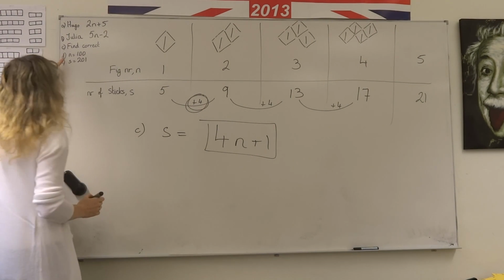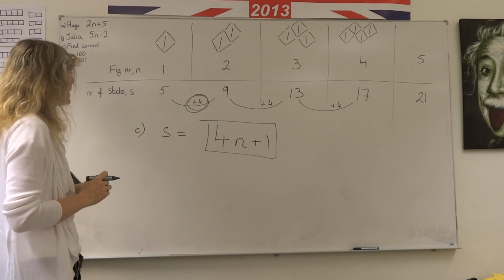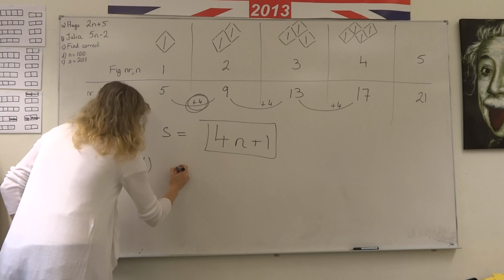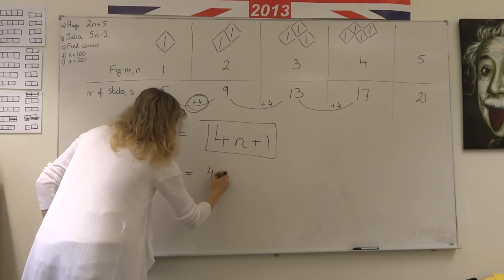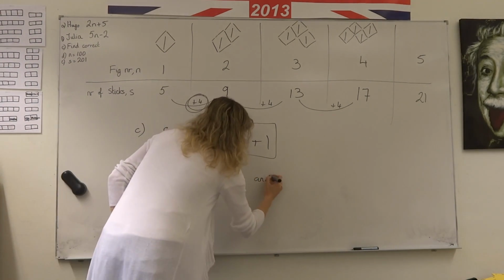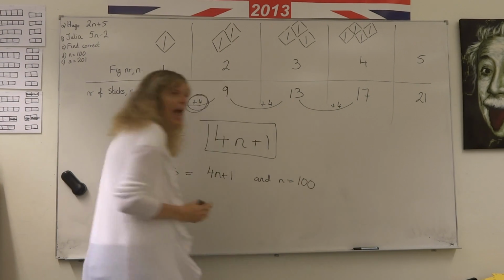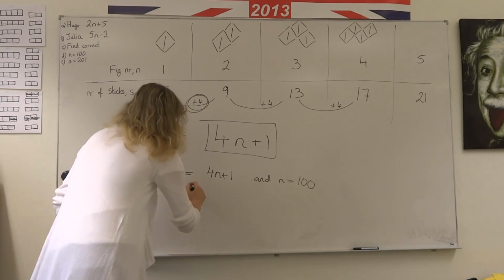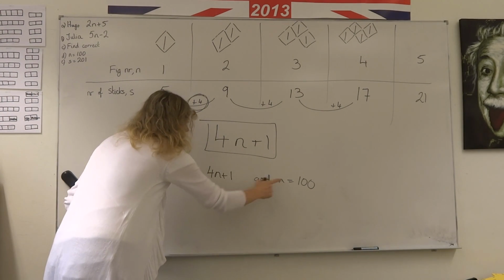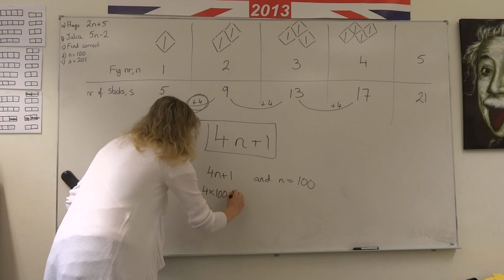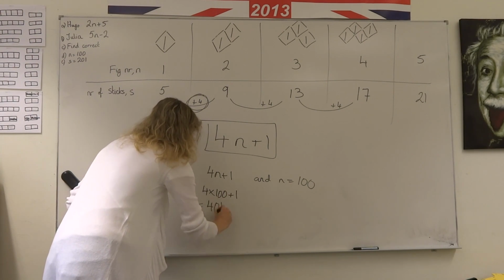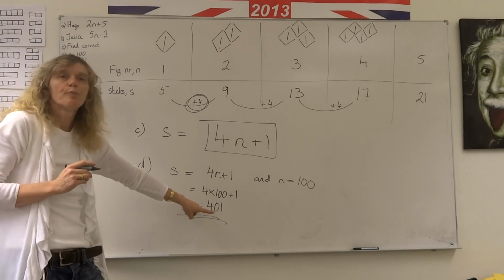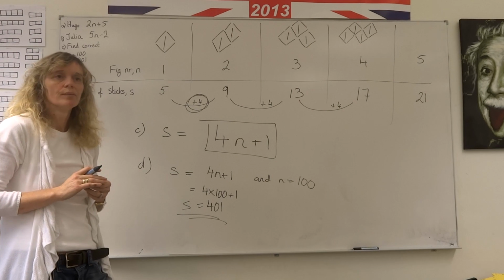That was part C. It says now, find then the number of sticks if n equals 100. Well, that's easy to do now, because s equals 4n plus 1, and n equals 100. So wherever I see the letter n, I replace it with the number 100. So the number of sticks will be 4 times 100 plus 1. It's going to be 401. So the number of matchsticks in figure number 100 would be exactly 401.